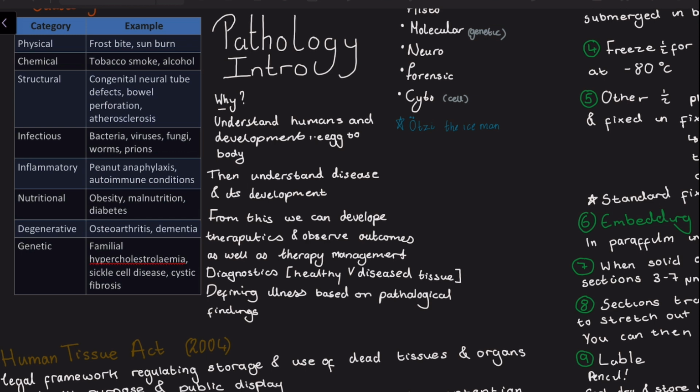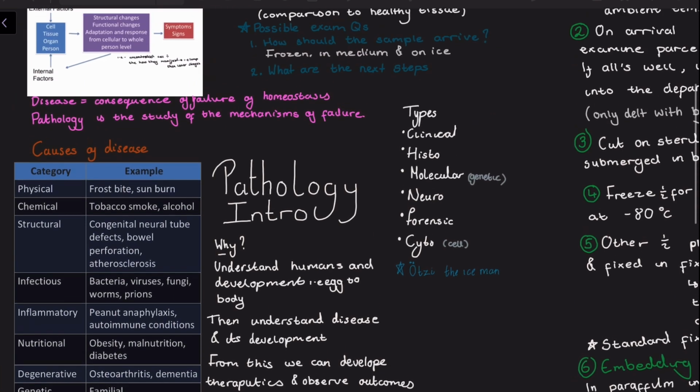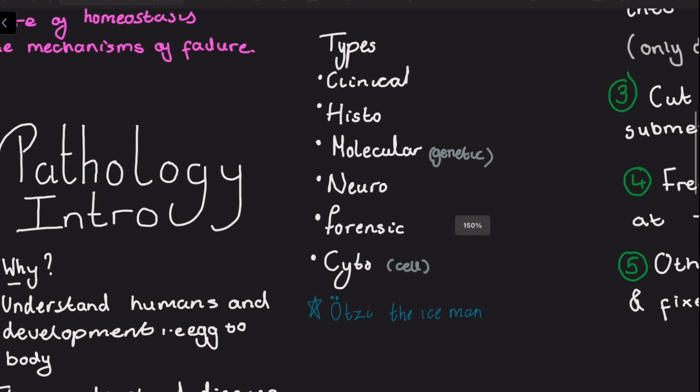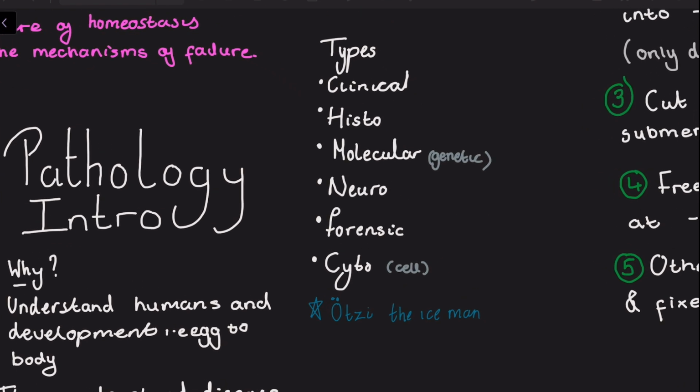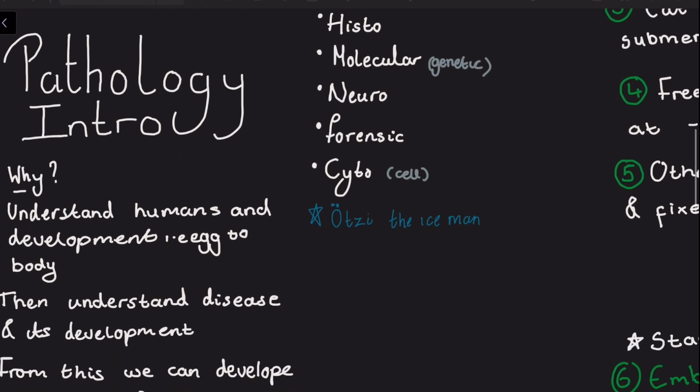So, to start off with, pathology is the science to study the origin, nature and course of disease. There's a few different types of pathology that you can branch into. There's clinical pathology, which is analysis done in labs, histopathology, which is where you look at the slides, molecular pathology, which is when you're looking at DNA, neuropathology, which is all to do with neurons and the brain, forensic pathology, which is involved in forensics, so crime analysis, and cytopathology, which is the analysis of cells.